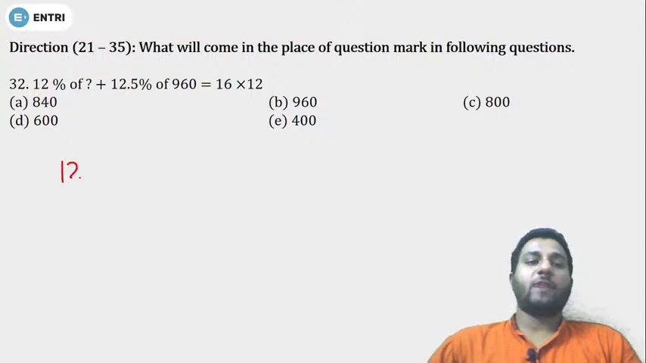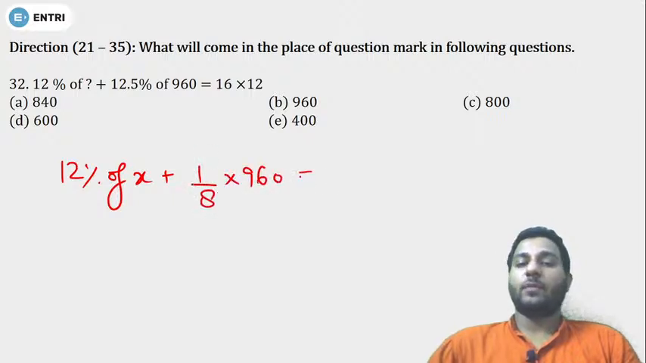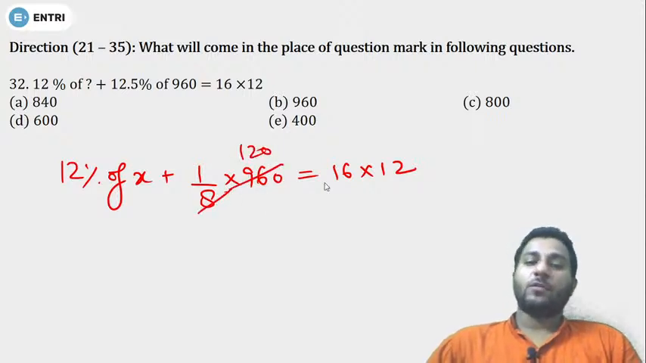Next, 12% of x plus 12.5 means 1 by 8 into 960. If you remember all these data, you can easily solve the question. Look at this, 1296 hota hai. So once you take the value of this to the next side, you will get to know the exact.